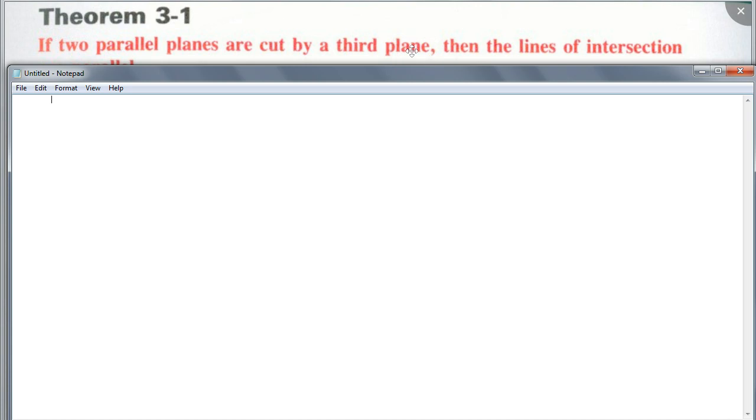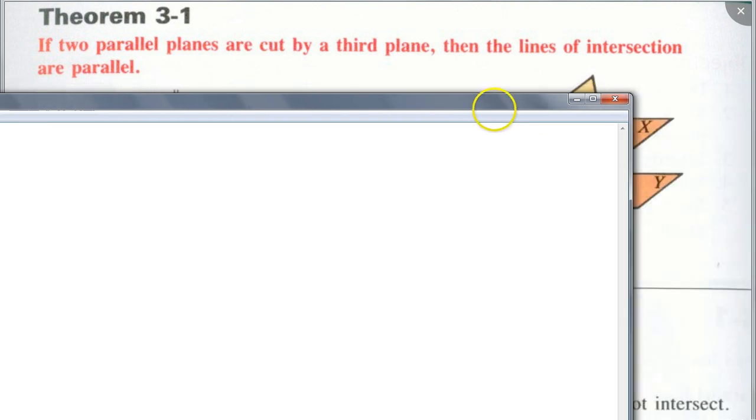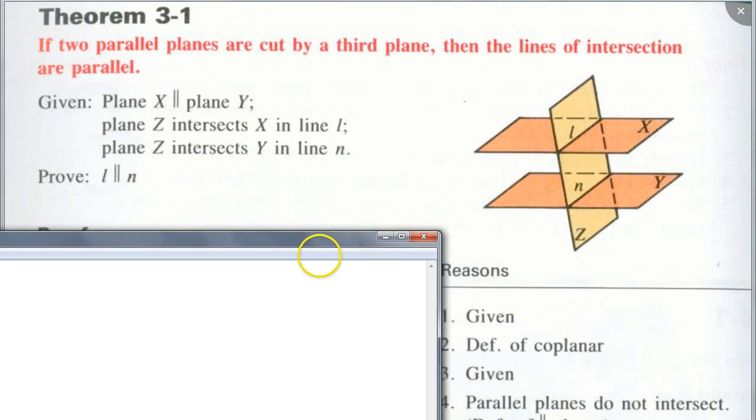Anybody want to conclude? What do you think the line of intersection would do? How about Leo? What do you think? They're going to be parallel. Correct. So that's exactly what this theorem is saying. Good. And here's a picture, and here's what's given to us.